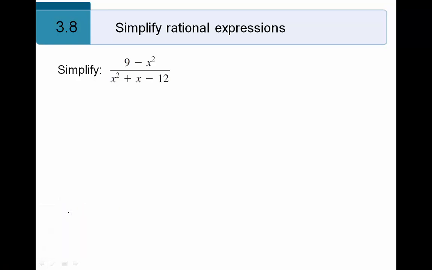All right, so we have 9 minus x squared, and recall that's a difference of squares. So when we factor that, we have a 3 and a 3, an x and an x, plus minus. So that factors to 3 plus x times 3 minus x.